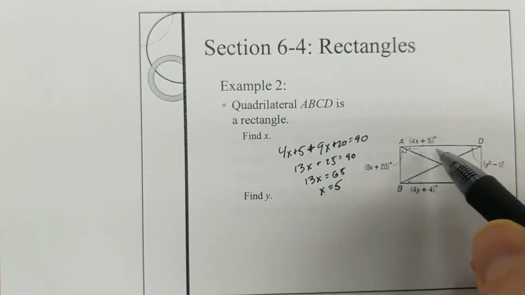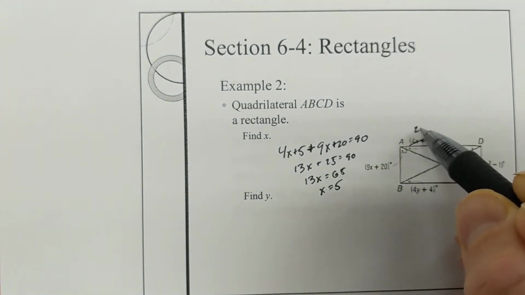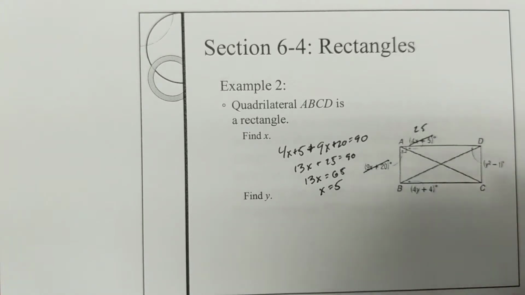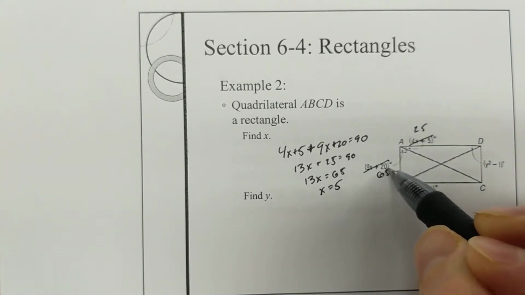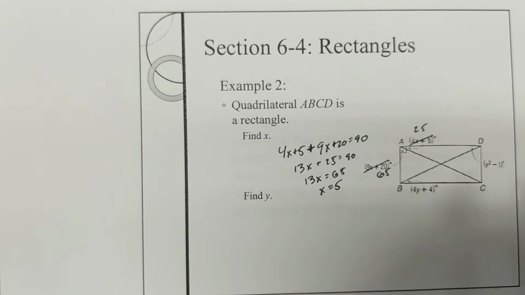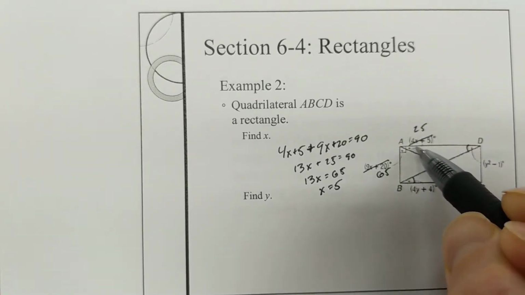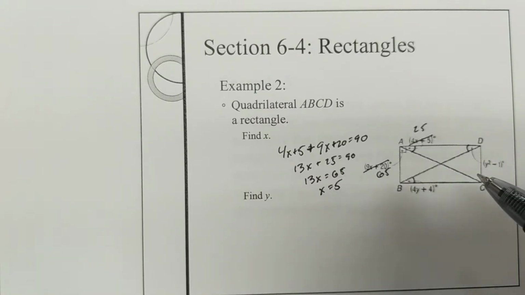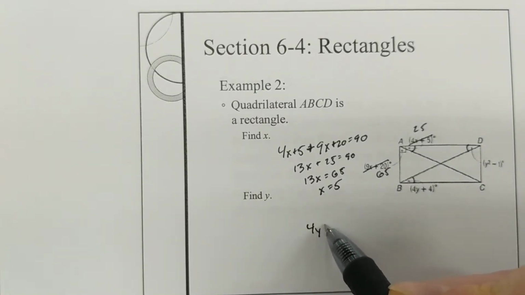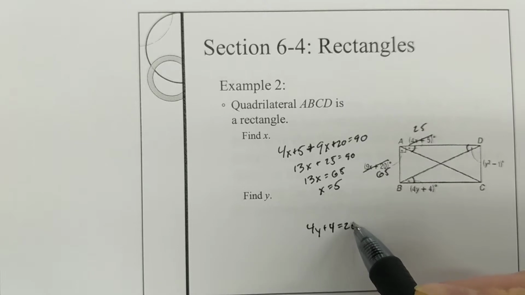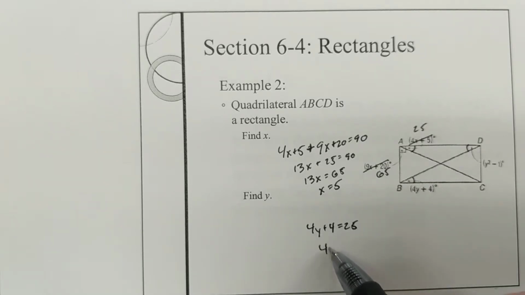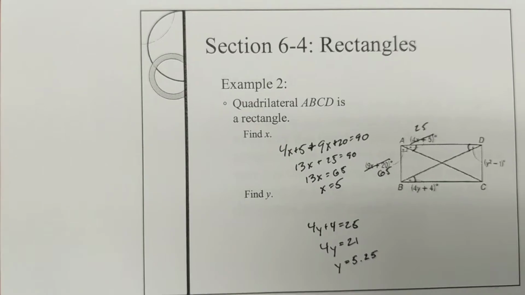Now if I know x is 5 and actually figure out what that is, that angle is 25, that angle is 65. So find y. Now the other trick I can do is this corner down here is the same as that corner there, which is the same as that corner, which is 25. So I can set 4y plus 4 equal to 25. So 4y is equal to 21. So y is going to equal 5 and a quarter, 5.25.